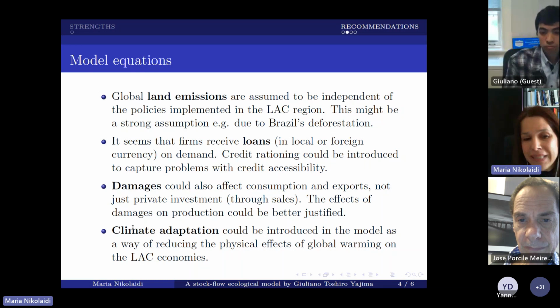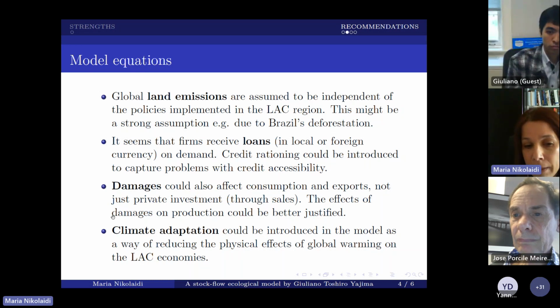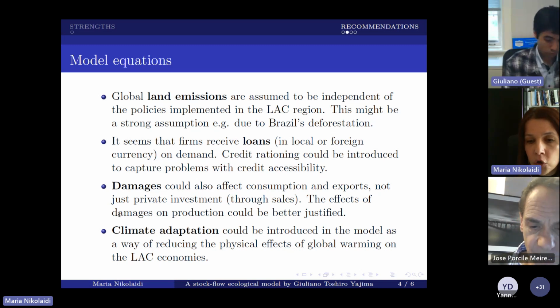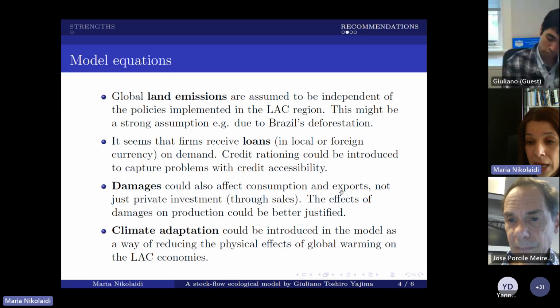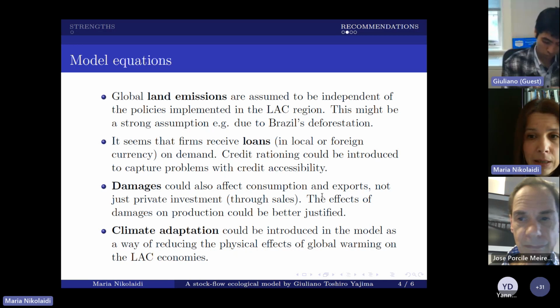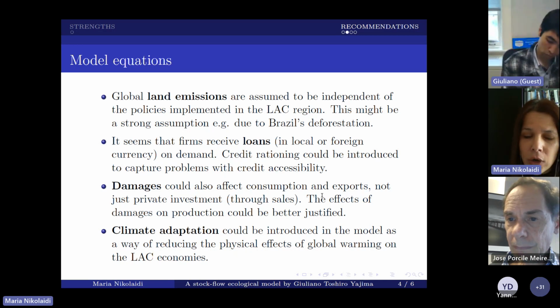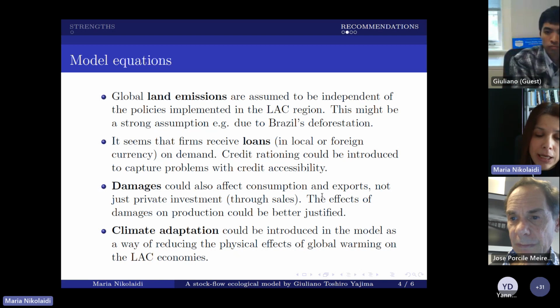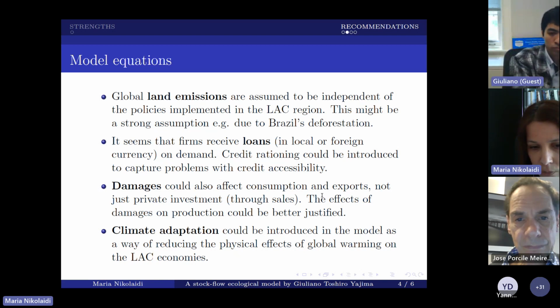You have included damages. Damages affect private investment. You could also consider whether damages could affect some other components of demand, like consumption and exports. And this might be especially important for the case of exports in the Latin American and Caribbean region. And then you have also damages affecting the production. So my understanding is that this might show the supply effect, but I think you need to justify it a bit more. So why do you have the damages separately affect the production?